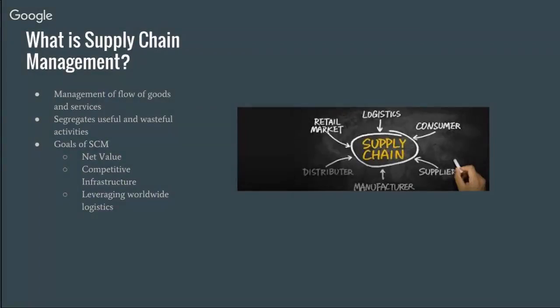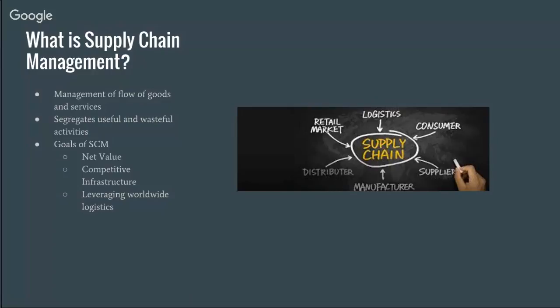So to start, what is supply chain management? In the most basic form, it is the management of the flow of goods and services. And this involves movement and storage of raw materials, work in process inventory, and finished goods from point of origin to point of consumption. And this includes all businesses involved with the creation, delivery of, and selling of a product.